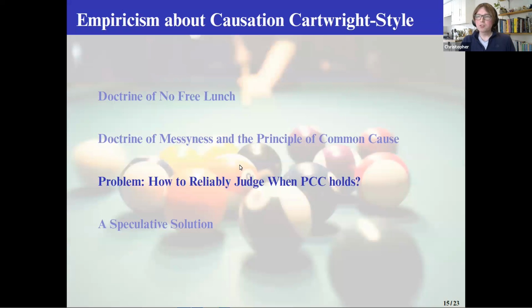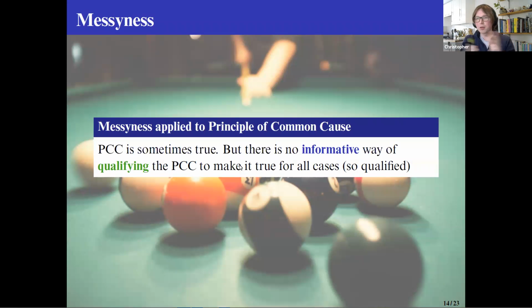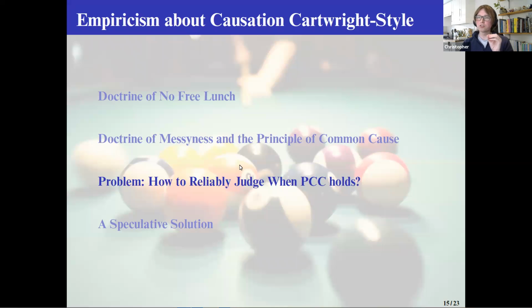Okay. So now let me raise why I think there's a tension between these two doctrines. This tension comes to light, I think, when you ask the question, let's say the principle of common cause holds in some cases, but not others, as the doctrine of messiness says. It's sometimes true, but not always. Well, then how could inquirers reliably judge whether or not it's true in any given case? So I'm now going to go through three ways in which you might answer that question and suggest that each of those ways fails.